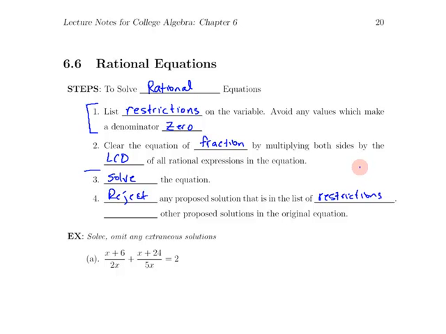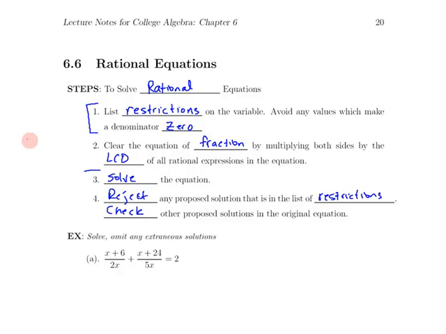If that's true, then we just mark it out. We say that's not an actual solution. Okay, and then we check the remaining solutions just to confirm. That's a nice thing about solving equations. You can always plug it back in to make sure that it's correct. Okay, so let's look at this example that we see right here.